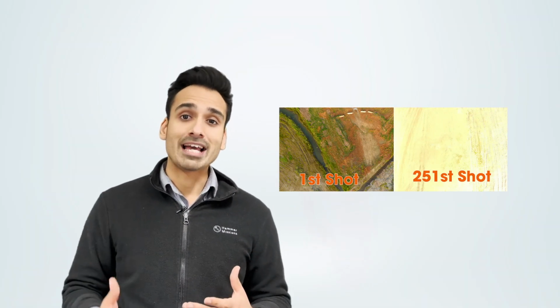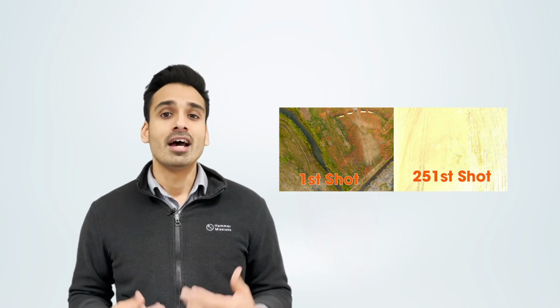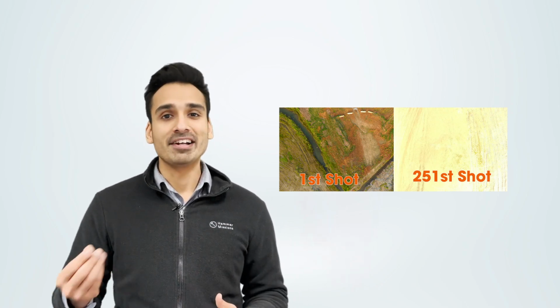Next is exposure. Exposure is just the amount of light coming into your drone's camera, and that really dictates whether your images are going to be overexposed, too much light, or underexposed, too little light. So you want to be able to manipulate that to get the best results.